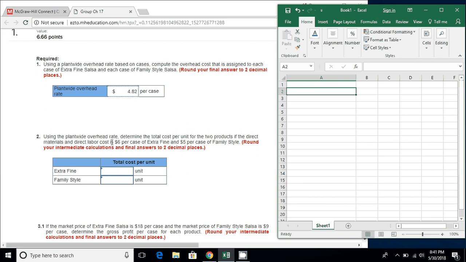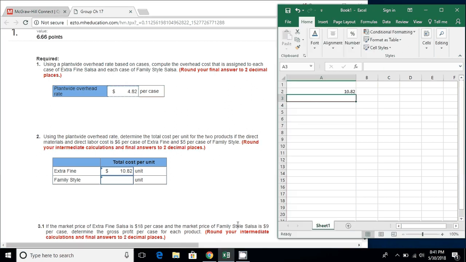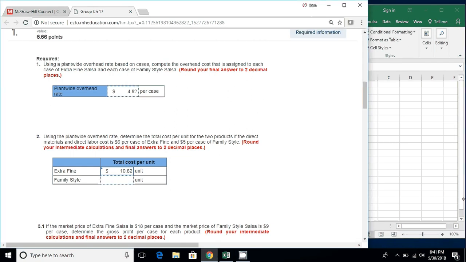Well, if it's $6 of direct material and labor, we have to just add in the overhead for that. So $6 plus $4.82 is what we're looking at. So it looks like we're going to have, what, $10.82 then for the extra fine. Let me go plug that in, 10.82 there. And then if family style's direct material and direct labor is $5, then obviously it's just $1 less. That should be $9.82 for the family style.